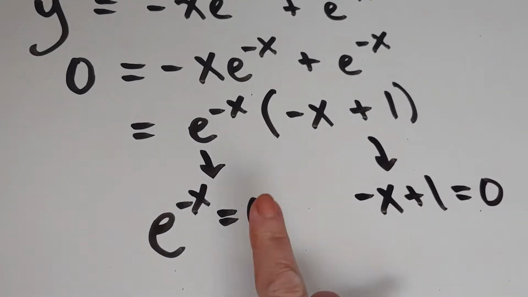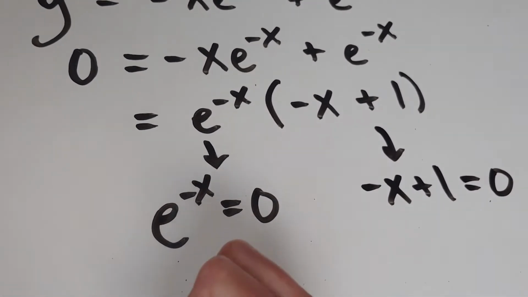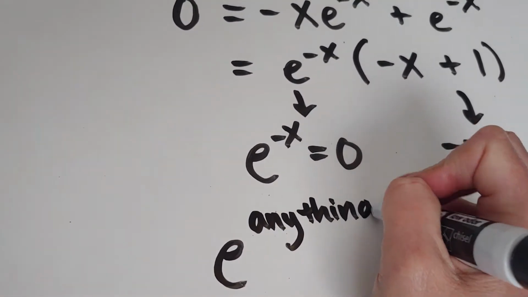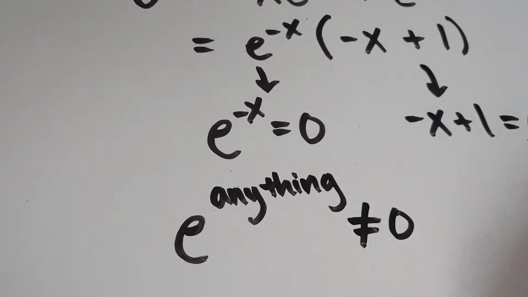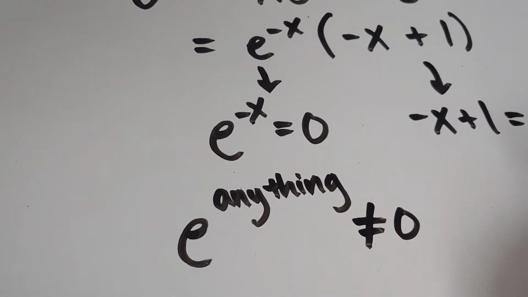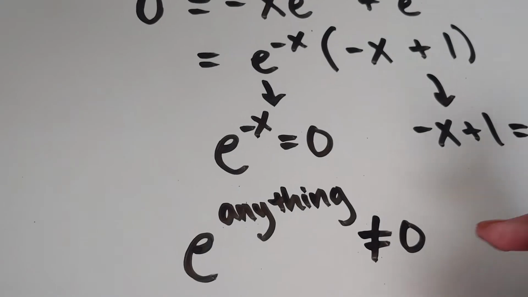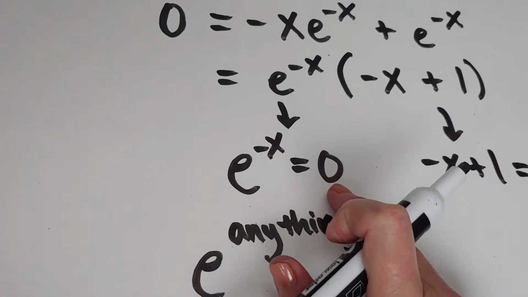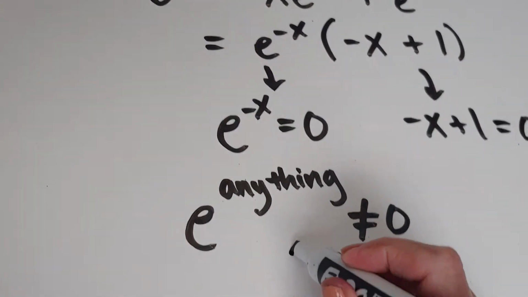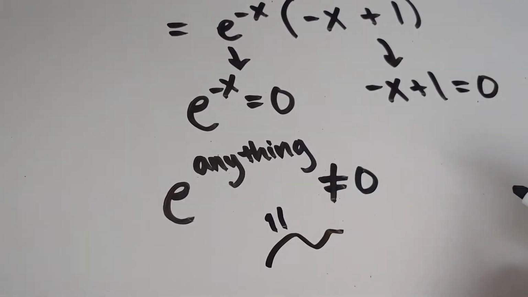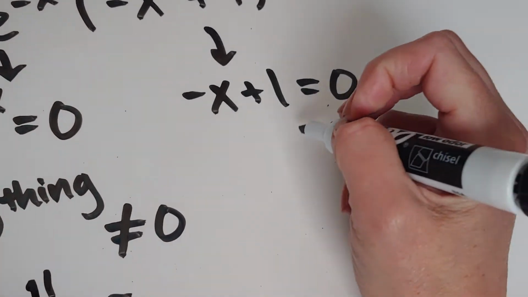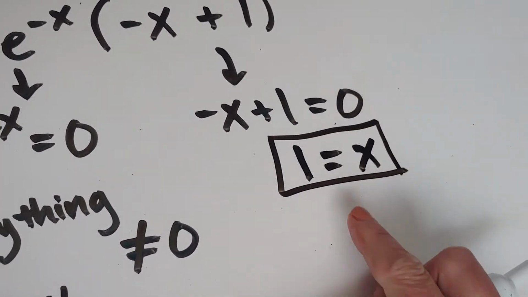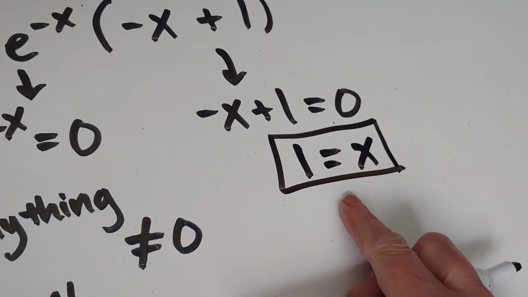Okay, now, interesting fun fact. e to anything will never equal 0. That's the whole point of e to the x, or e to the negative x, or e to whatever, is that it will never equal 0. So anytime I get e to an exponent equals 0, that's never going to happen. Never, ever, ever going to happen. Whereas over here, I'm going to get the answer of x is 1. So I do have a critical value. That critical value is x equals 1.